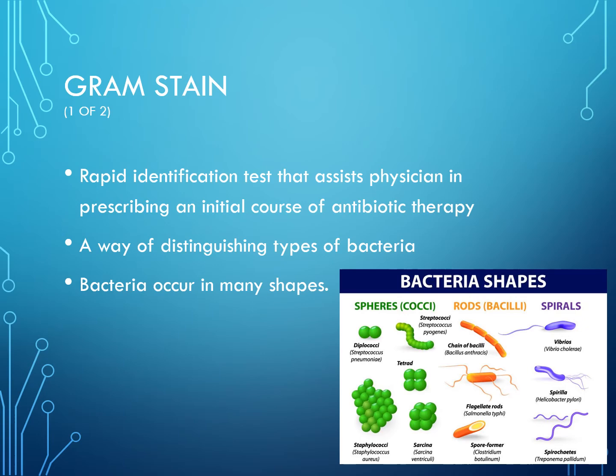Gram stain is going to be a rapid identification test that's going to help the doctor to prescribe an initial course of antibiotic therapy. So it's a way of distinguishing different types of bacteria. If you remember, bacteria can occur in many different shapes. So if you look at the slide, you can see spheres, rods, and spirals.